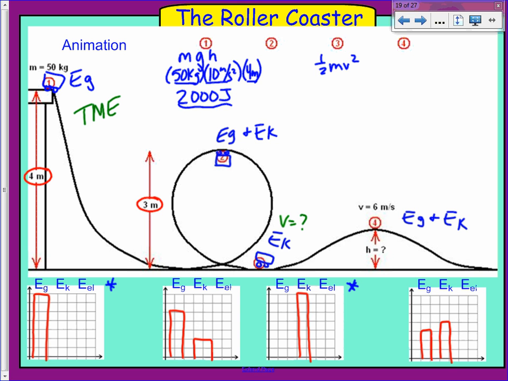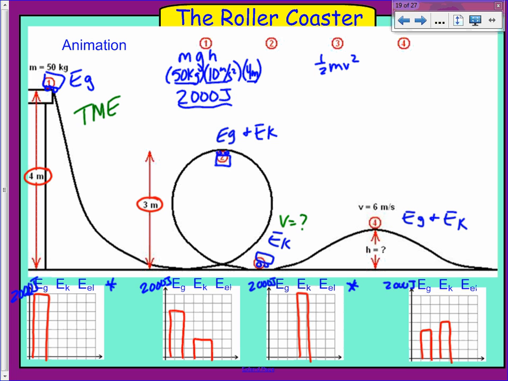So not only do I know that the gravitational energy in the first bar chart is 2,000 joules, but I also know this is going to be the total energy for every bar chart. The energy in bar chart number 2, bar chart number 3, and bar chart number 4 all have to total 2,000 joules, since the energy is conserved.